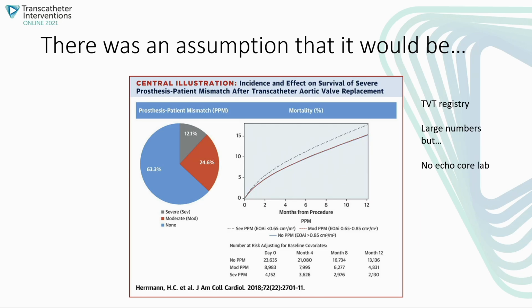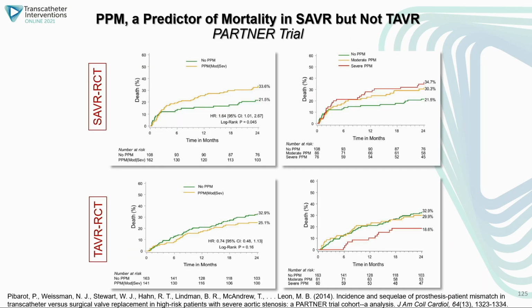And it would appear from this study that severe PPM led to an increased mortality. But this was a study that had no echo core lab and was criticised with an accompanying editorial from one of our panel members here today. We look at some other data on PPM. Let's see if we can see a correlation between gradient and real-world clinical outcome.